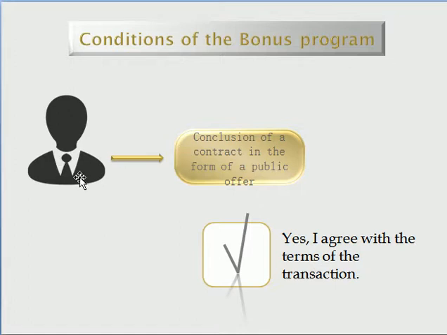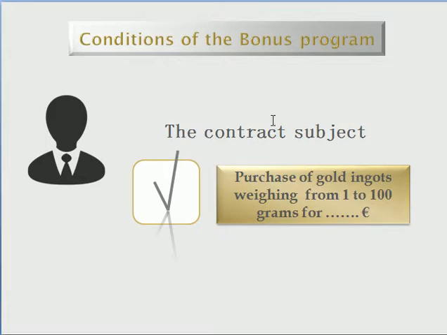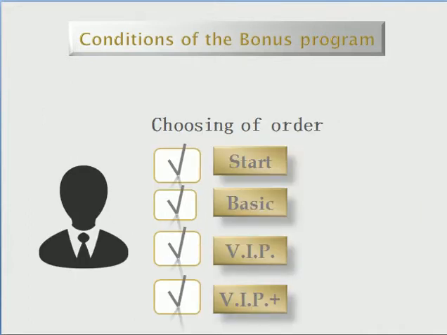So once you register, you will have to sign the terms and agreement of the transactions because you're going into a contract with this company. So you need to sign the contract. Then the contract is subjected to the purchase of gold bars from 1 to 100 grams of gold. There is a cost for that particular amount of gold. So you need to register, accept terms and agreement, and select the order you want. For the bonus plan, you can choose from any of these 4 orders that they have. They have the start order, the basic order, the VIP order, and the VIP plus order.